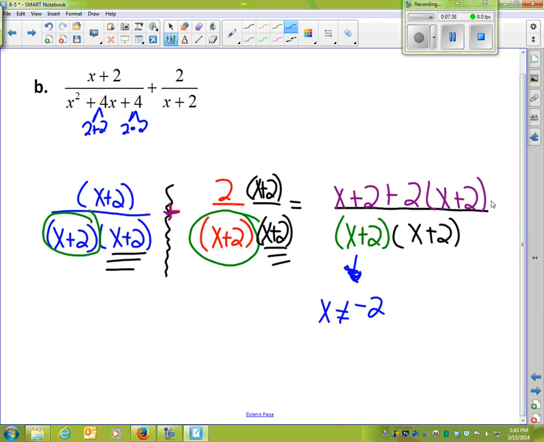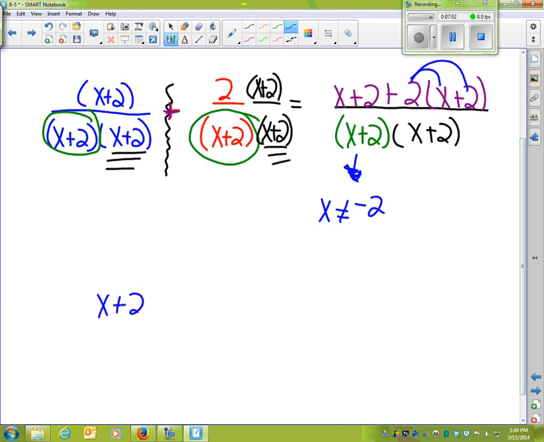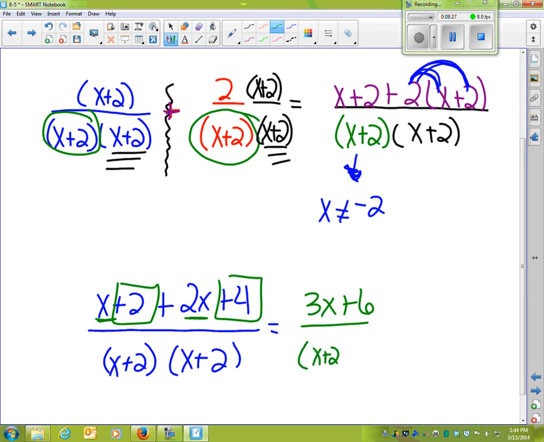All right, before I add and subtract the numerator, I need to take care of this 2 times x plus 2. So let's distribute. I have x plus 2 plus, this is my 2x, 2 times 2 gives me the 4, all over x plus 2 times x plus 2. Combine like terms. x plus 2x is 3x. 2 plus 4 is 6. All over x plus 2 times x plus 2.